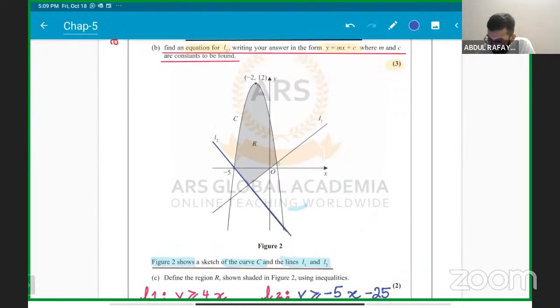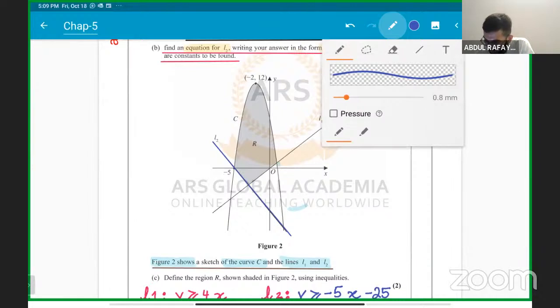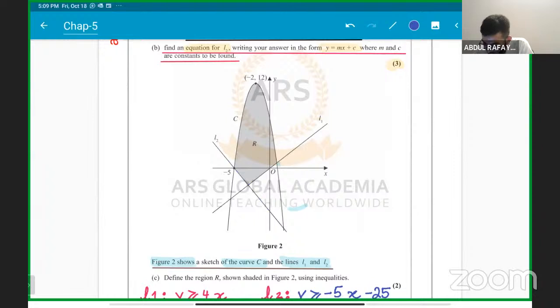And if we talk about this part, students, the third one is the quadratic graph. For the quadratic graph, the shaded region is coming inside it, right? The shaded region is coming inside it.